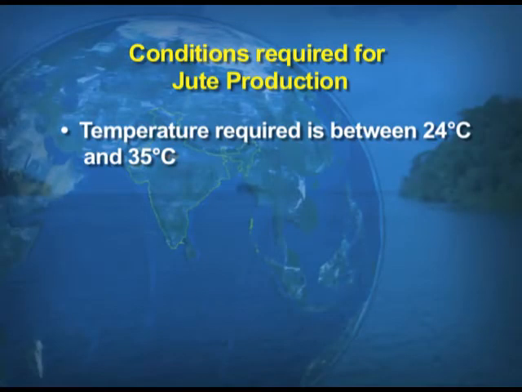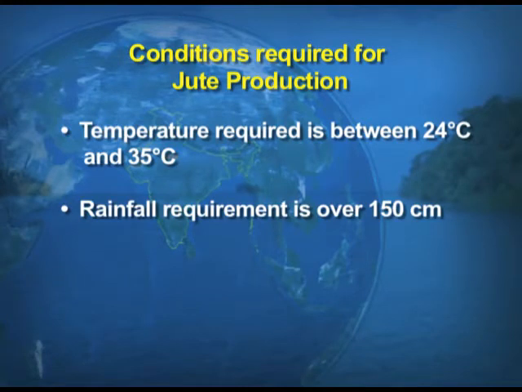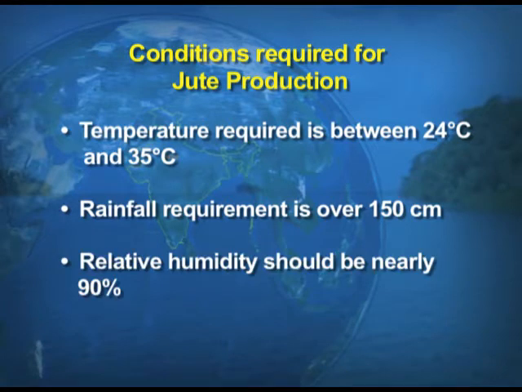Followed by cotton, the other fibrous crop is jute. It's the second most important fibrous crop of India. This crop provides cheap and strong fiber that is used as a raw material by the jute industry. Now the conditions required for the jute production, first we take up temperature. It should range between 24 and 35 degrees Celsius, and the rainfall required is over 150 centimeters, and the relative humidity should be nearly 90%.